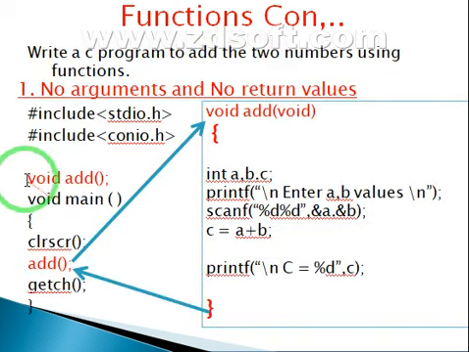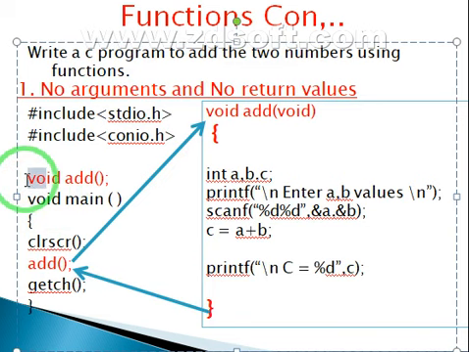So here void add. Within the open and close braces we can write void, or there is no need to write void. Void means null data type. Whether you return or not, it is automatically considered void. So this is called the function declaration or function prototype.